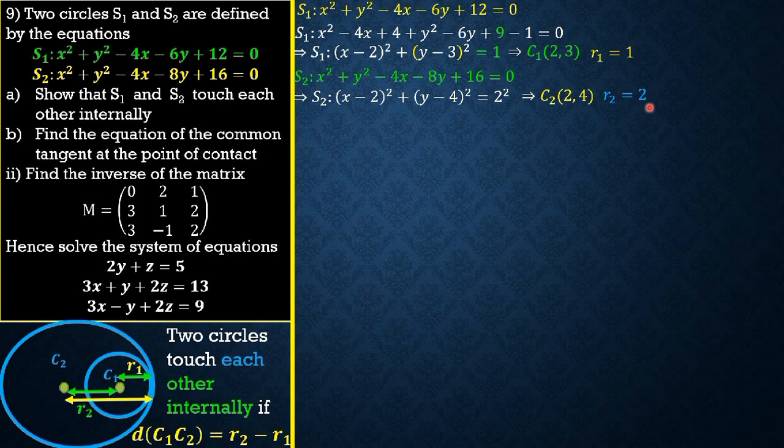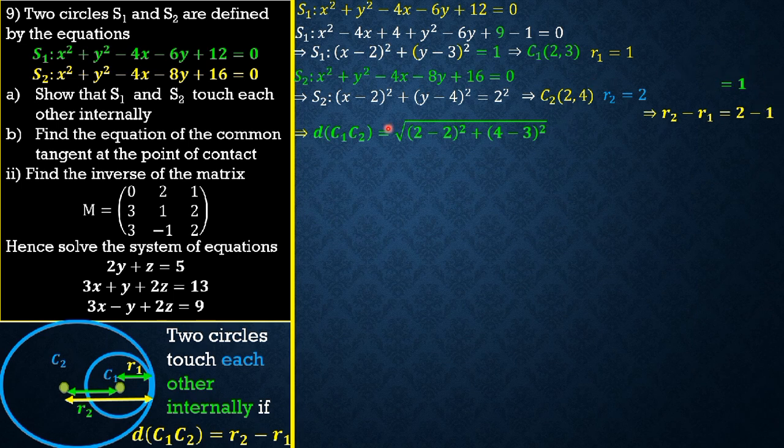Now that we have the radius of both of them, friends, we can go ahead and say that the difference between the radii, that is R2 minus R1, keep in mind that R2 is 2 and R1 is 1, so we have 2 minus 1, which gives us an answer of 1. And let's keep this 1, guys.